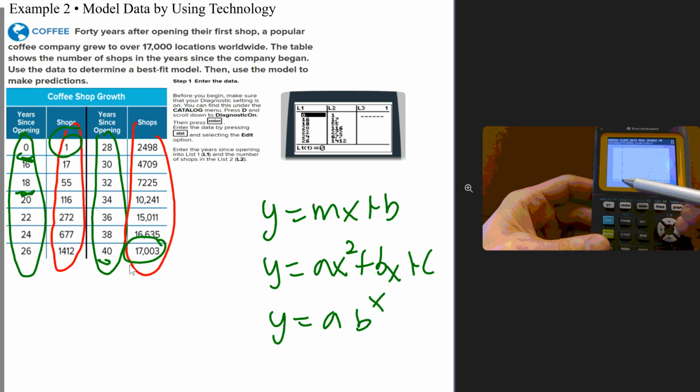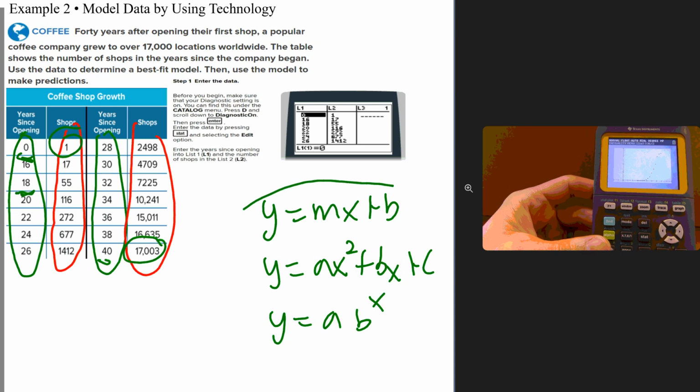And it looks kind of like exponential, right? We grow here, and it grows really fast, and then it kind of levels off. So what's the best one to use? Is it linear, is it quadratic, or exponential?